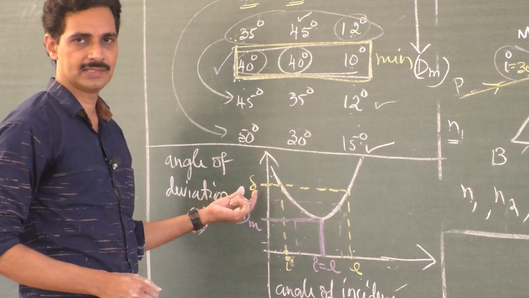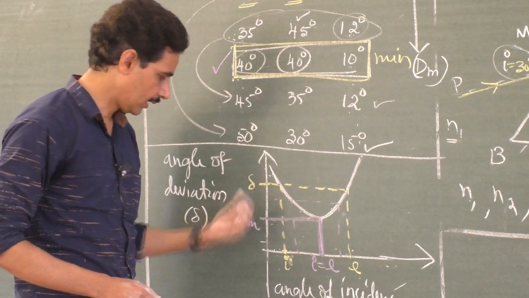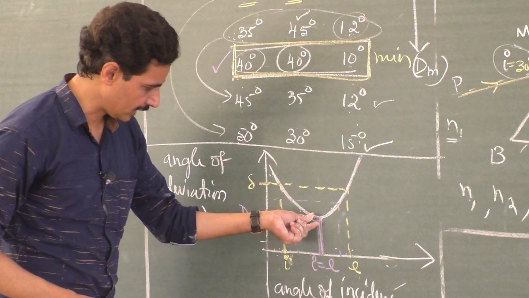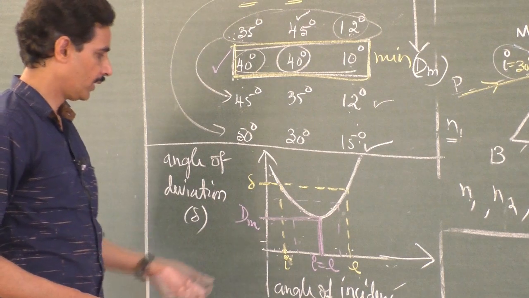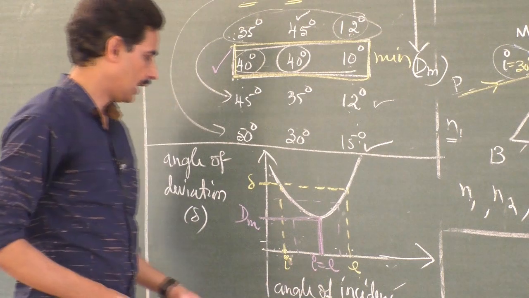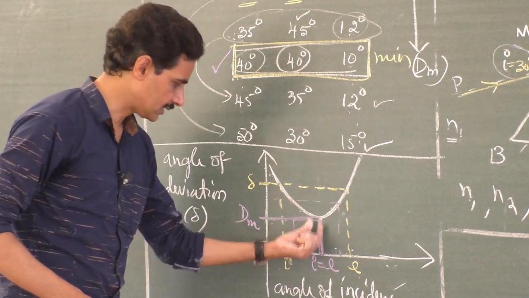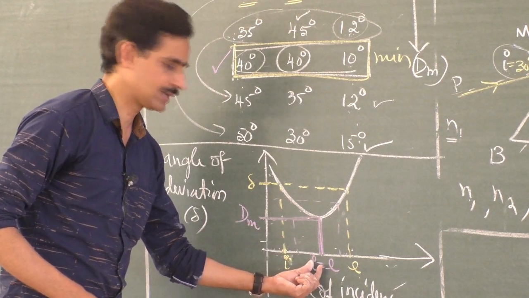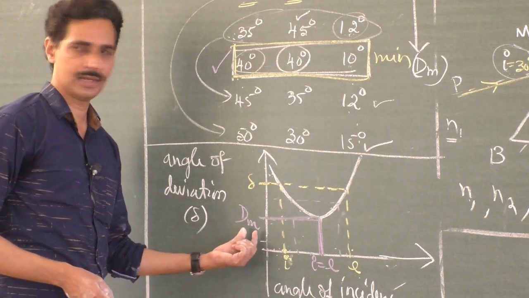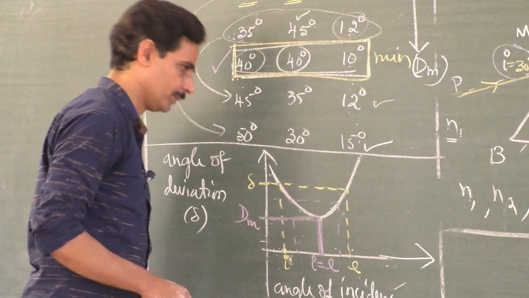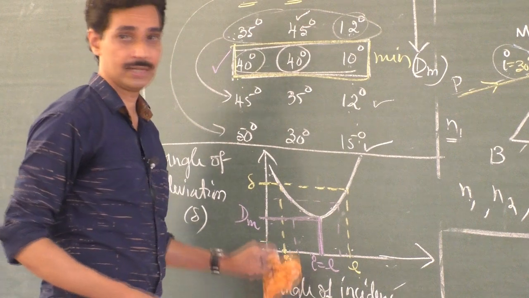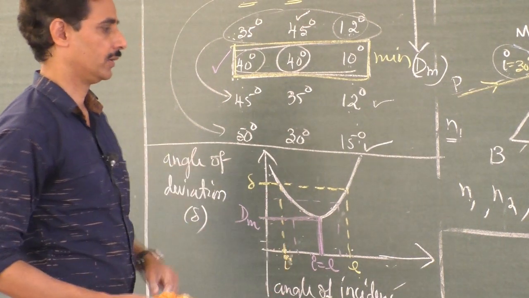As the angle of incidence is increased, the angle of deviation goes on decreasing, reaches a minimum value, and then increases. For every angle of deviation, there are two angles of incidence. And there is a minimum angle of deviation for which angle of incidence and emergence are equal. So, I and E are the same. This is the angle of minimum deviation. Now, you have to take this into account, and now you have to carry on.